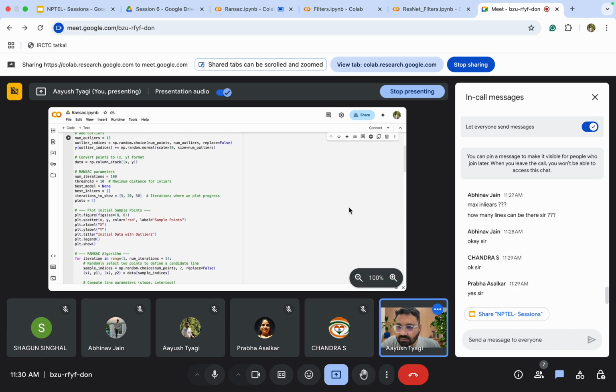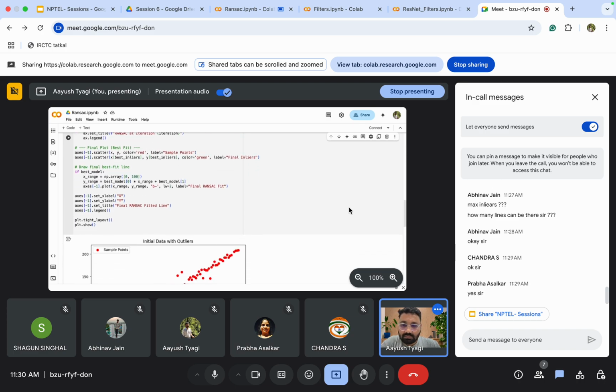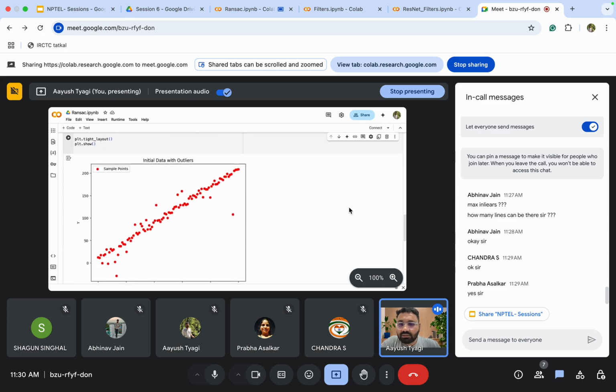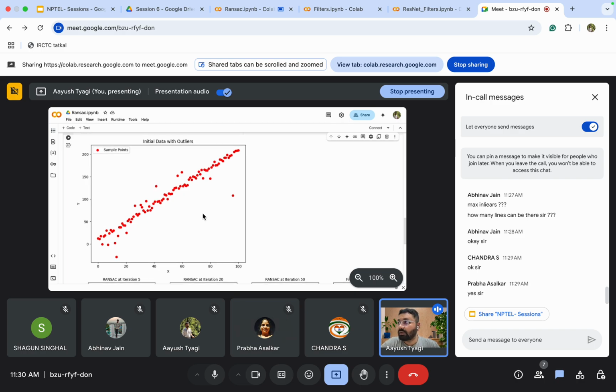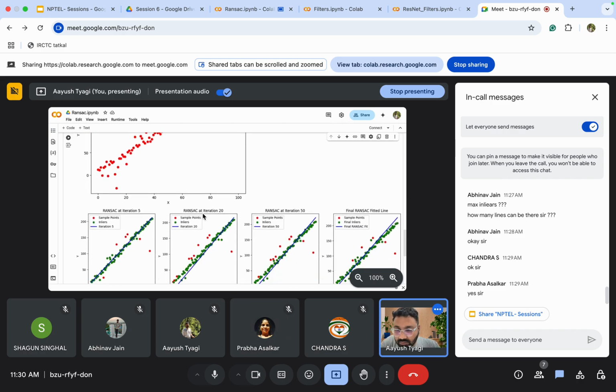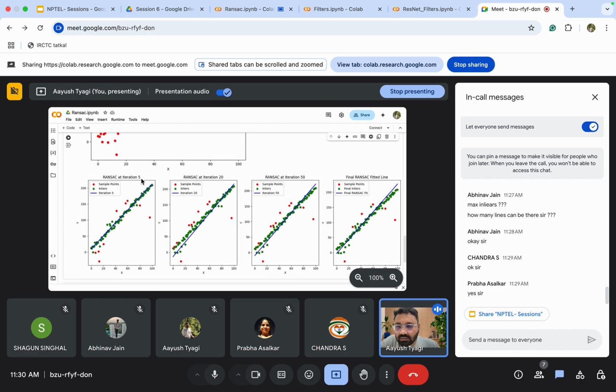So this is the algorithm I have written. Suppose this is the initial data, and we're trying to fit a line onto it. There can be multiple iterations here. This is after 5 iterations, where we've figured out a line which is fitting the data, but we're still finding out the optimal case here.